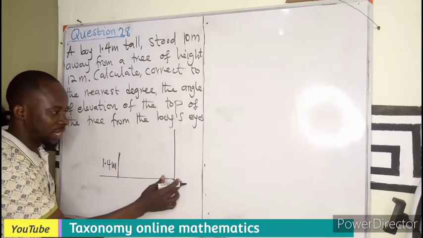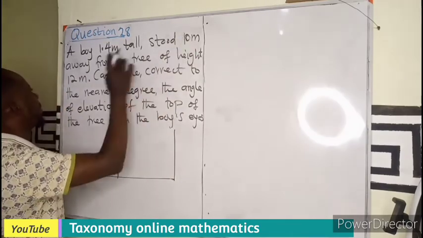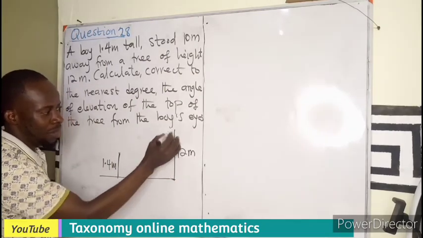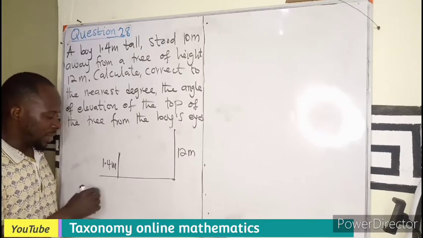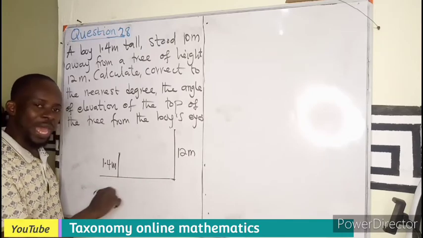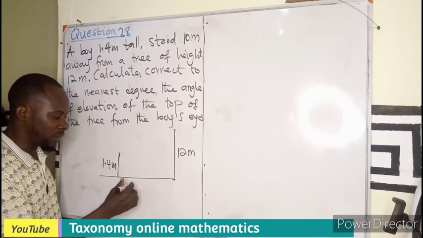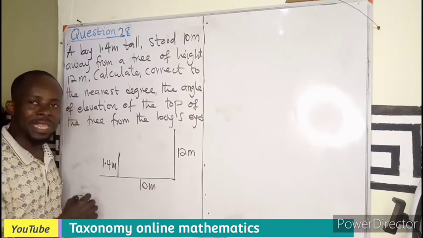That of the tree is what? 12. So we have 12 meter high from the ground to the top. Now the boy is standing 10 meter away from the tree, meaning the distance between the tree and that of the boy is what? 10 meter.